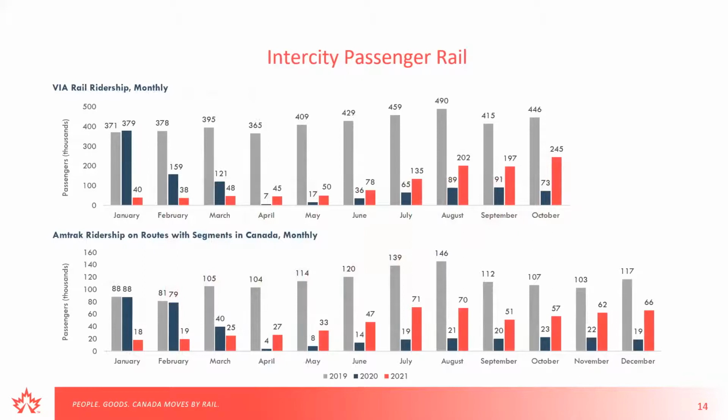Thanks. So on intercity passenger rail, we have data for both VIA and Amtrak, and these are both publicly available data sources. So VIA has really increased ridership in the last few months. Even since April, we've seen quite consistent gains, and we're actually achieving over half of 2019 levels, the gray bar there. So really strong growth over the last few months, much better than 2020.